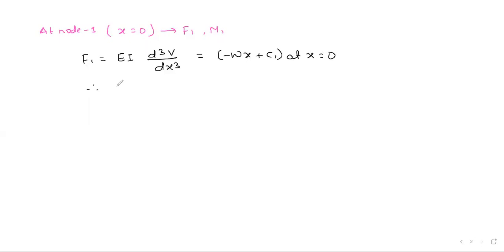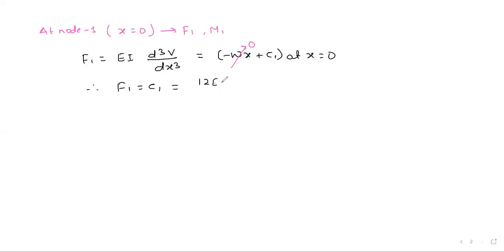Therefore, from here we can write F1 is equal to C1, because if you put x is equal to 0 here, what is going to happen? This term will become 0. If you put x is equal to 0, this term will become 0. So F1 will be directly equal to C1. So we have the C1 value, so just write it here. Therefore, the F1 value can be written as C1.